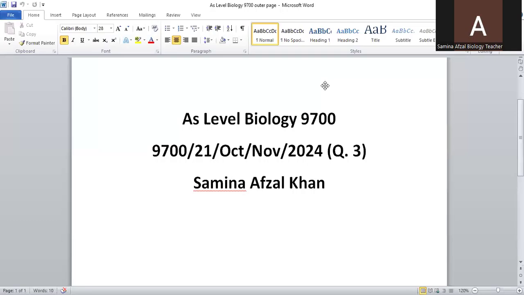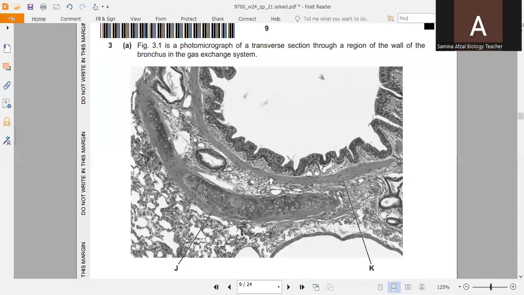AS Level Biology 9700, Paper 2, Variant 1, October November 2024, question number 3. Figure 3.1 is a photomicrograph of a transverse section through a region of the wall of the bronchus in the gas exchange system.